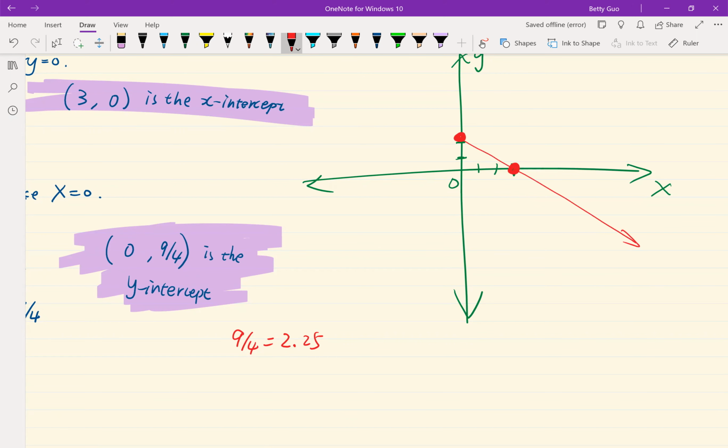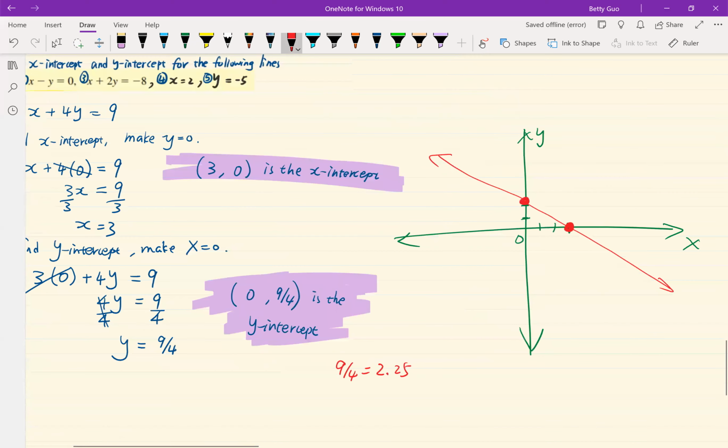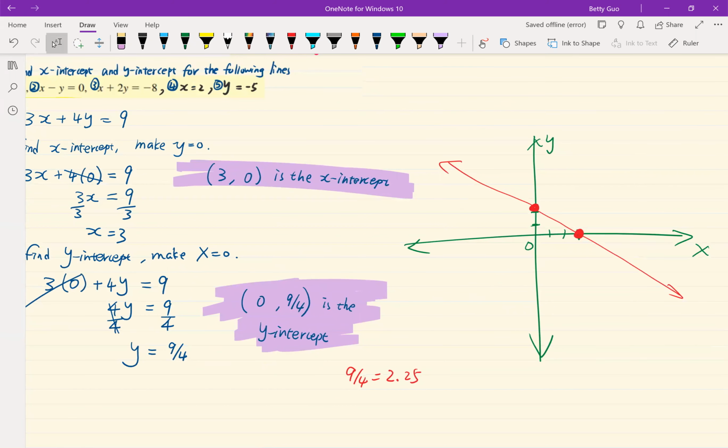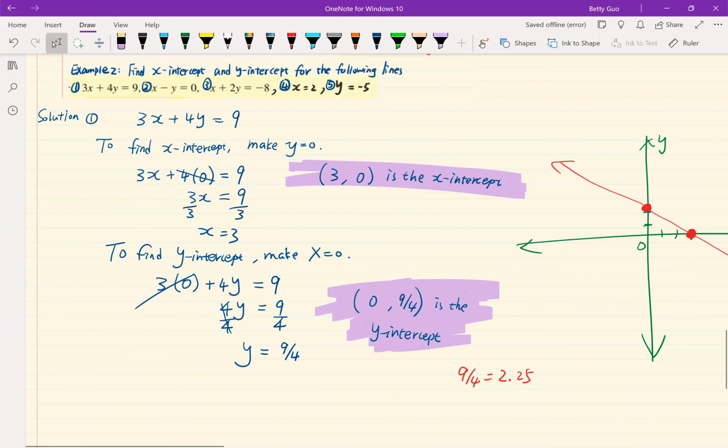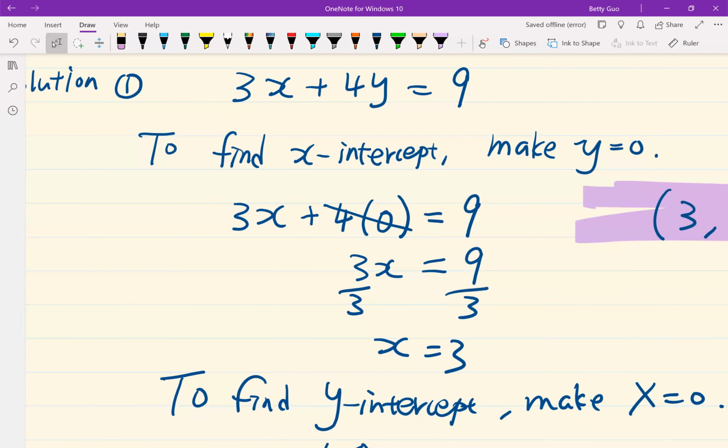So one way to graph a linear equation in 2 variables is to find the x-intercept and the y-intercept. And when do we do that? We learned linear equation in 2 variables yesterday, right? When the equation is in the standard form. Do you guys remember? This form is the standard form.